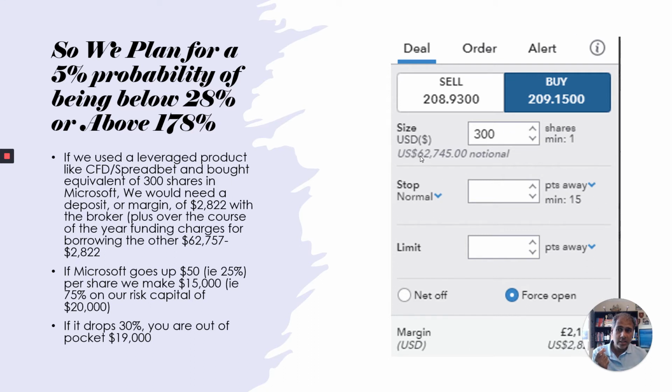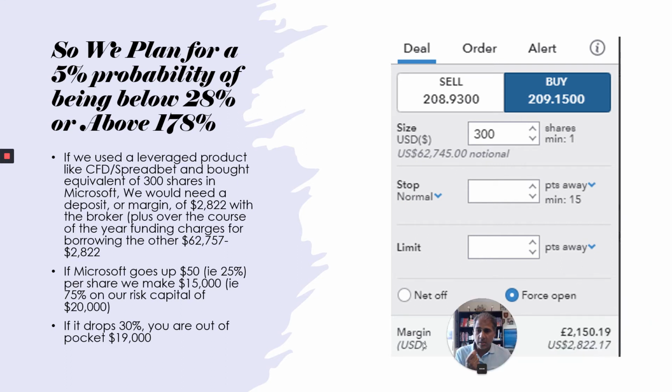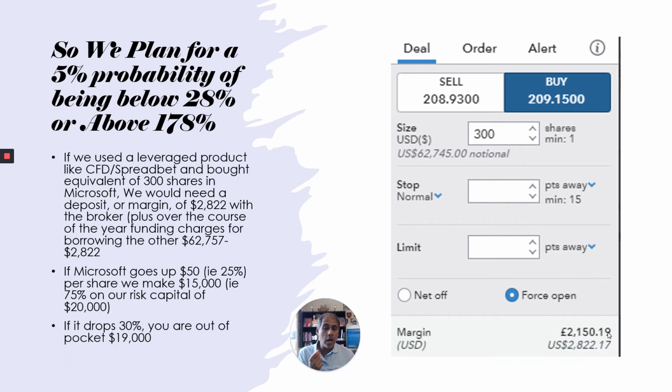You can see the figure, the margin or a deposit. Just like when you're buying a house, you put a 5% deposit down, don't you? If you're buying a £1 million house, you don't put £1 million down. You might be asked to put down £100,000. So it's the same principle with shares. Now, we'd need a deposit of margin according to this broker. Different brokers have different requirements. 2,822 with the broker. Plus, of course, over the course of the year, funding charges to borrow the other money.